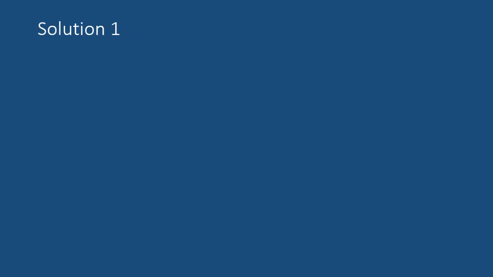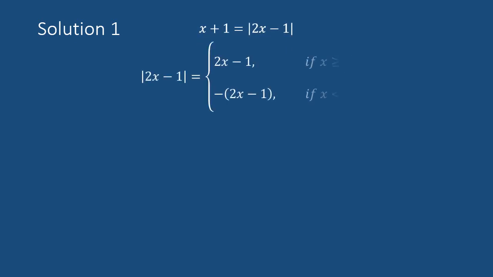The solution of the first equation: we have the absolute value of 2x minus 1, so we can split it into two forms. The first form is 2x minus 1 if the value of x is greater than or equal to 1 over 2, and the second form is negative 2x minus 1 if the value of x is less than 1 over 2. We can divide it into two cases.